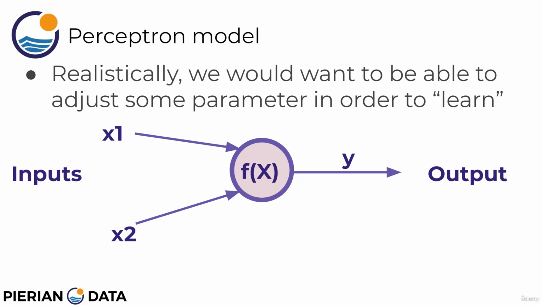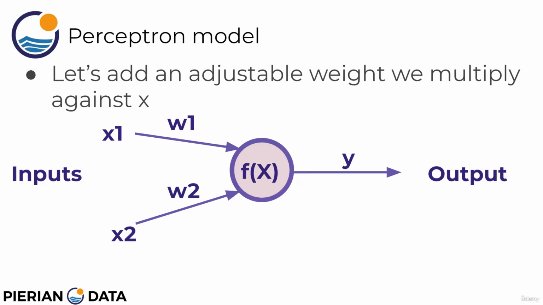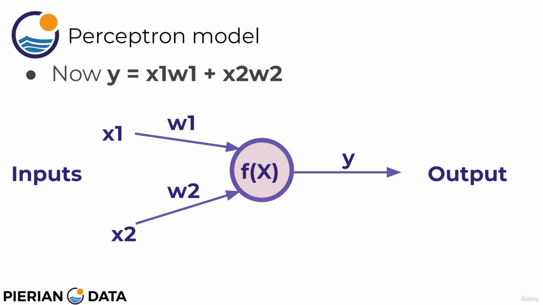So realistically, we would want to be able to adjust some parameter in order for the perceptron to learn. Right now, there's no real way for the perceptron to adjust its ability to learn to correct the output of y. So what we can do is add in adjustable weights that will multiply against these inputs of x. So we'll take each input of x and apply it to its own weight. And then we can adjust that weight as necessary in order to get the correct value of y, or the expected value of y, that maybe we're performing some sort of supervised learning on.